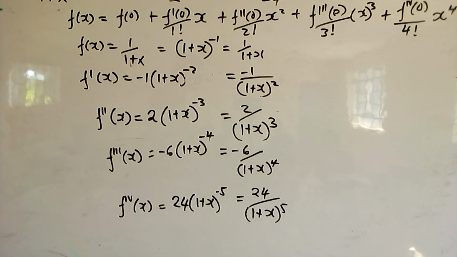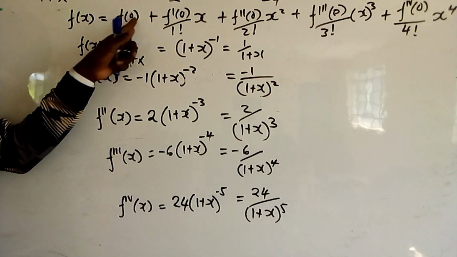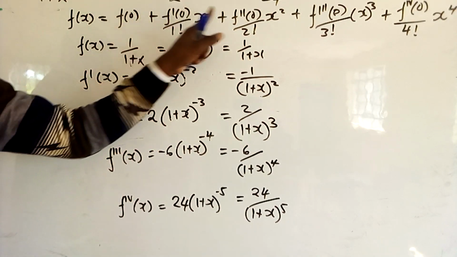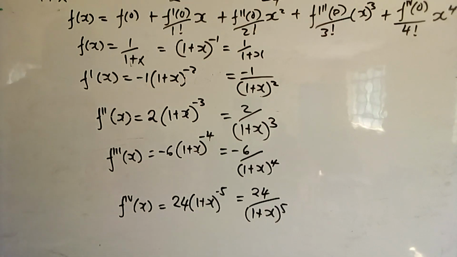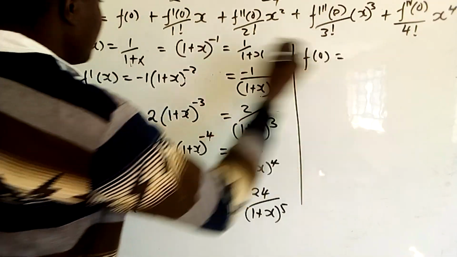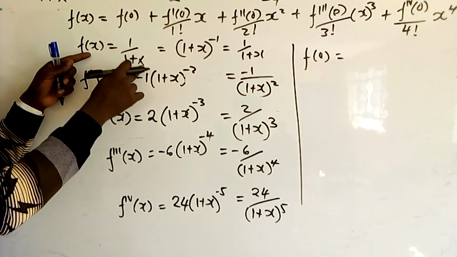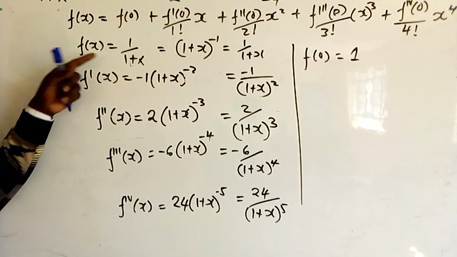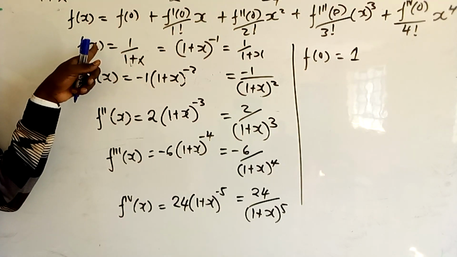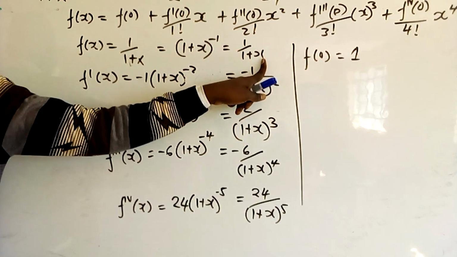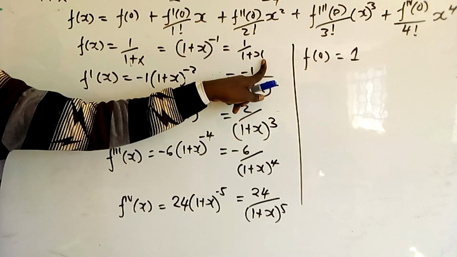Are we together? After that, we want f of 0, meaning where there is x we put 0, for us to get f of 0, isn't it? Are we together? So start with the first one. F of 0, if you put 0 here, you get 1 over 1 plus 0. Where there is x, if you put 0, you get f of 0, isn't it? So f of 0 is 1 over 1 plus 0, which is 1 over 1, just 1, isn't it?